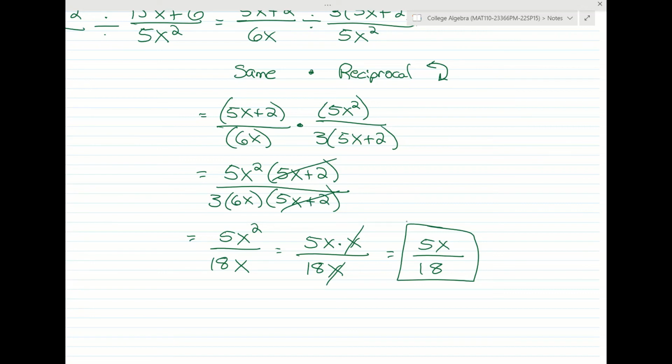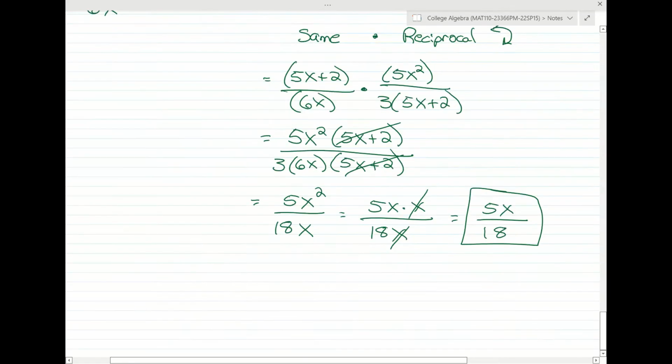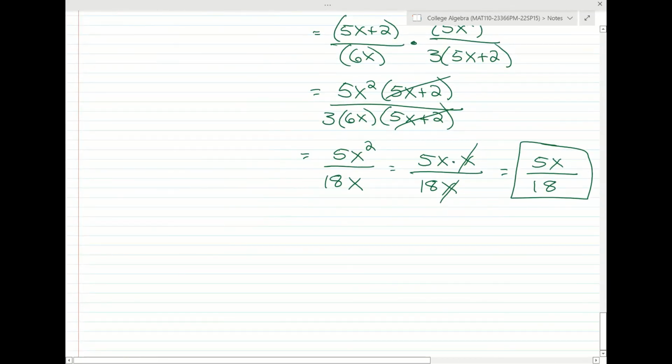I should have caught it at that step. So thank you for doing that. So just a couple more problems, and then that'll be it tonight.